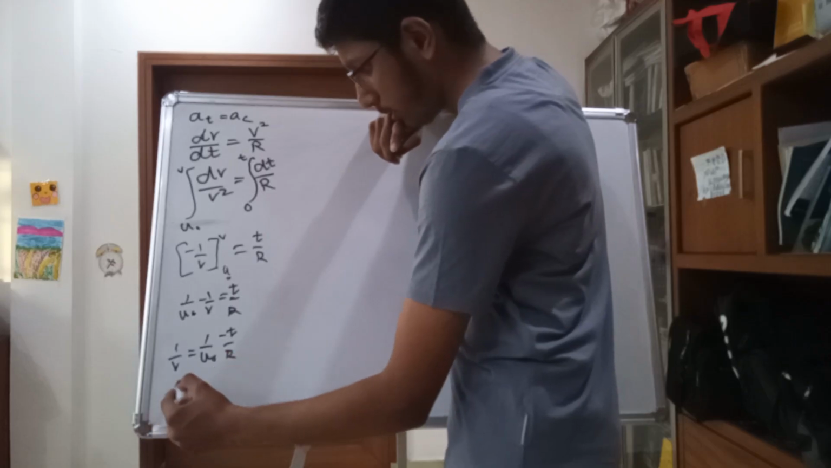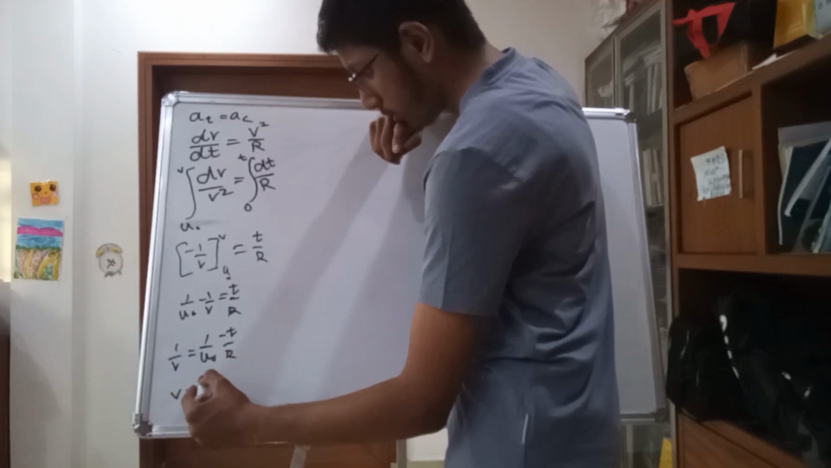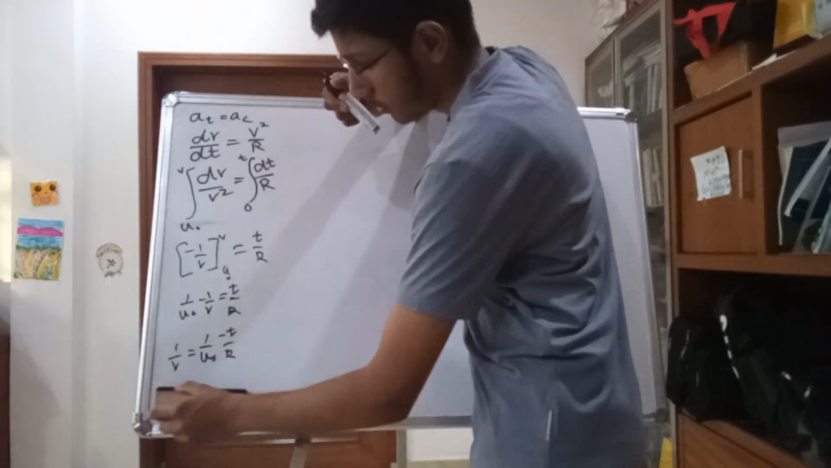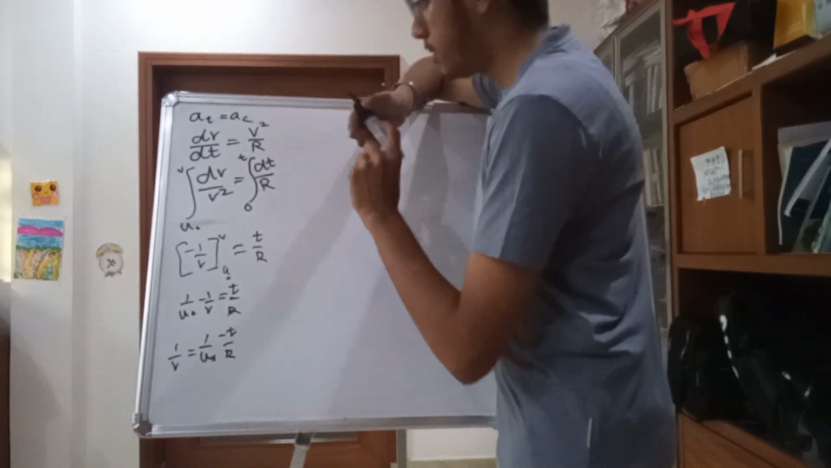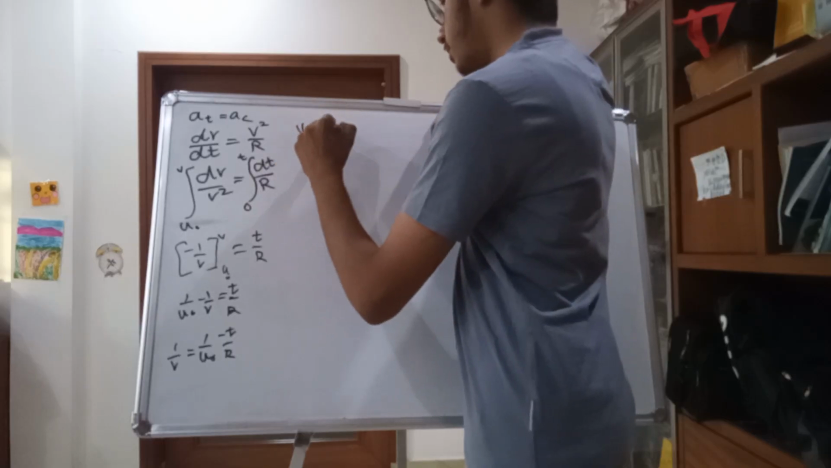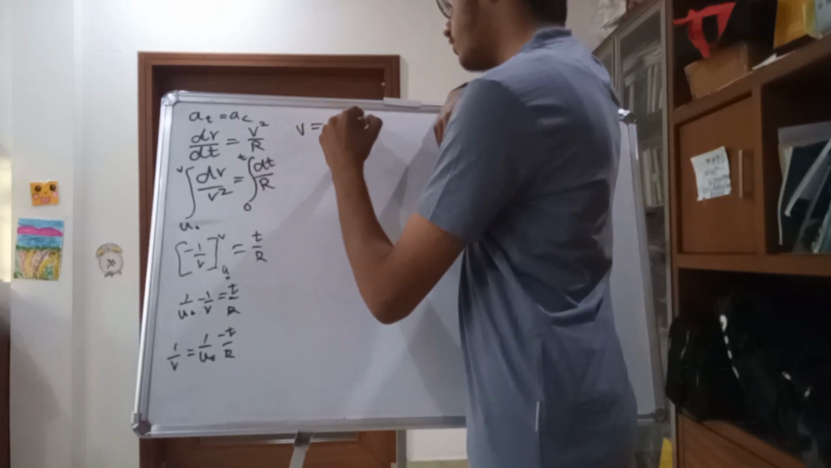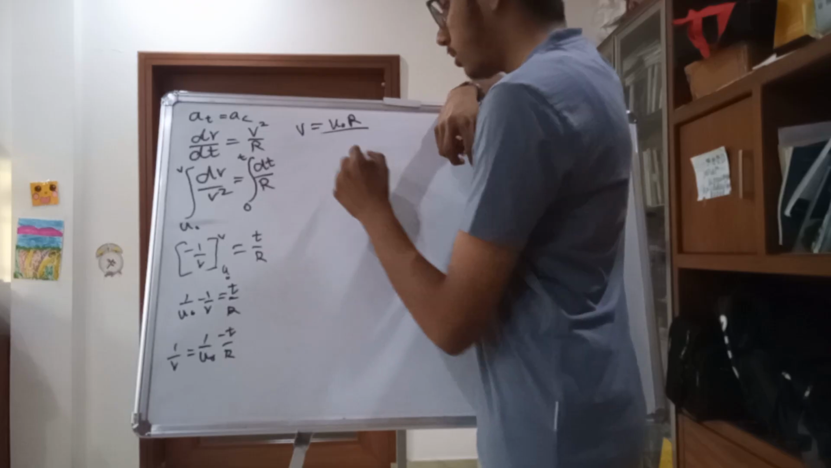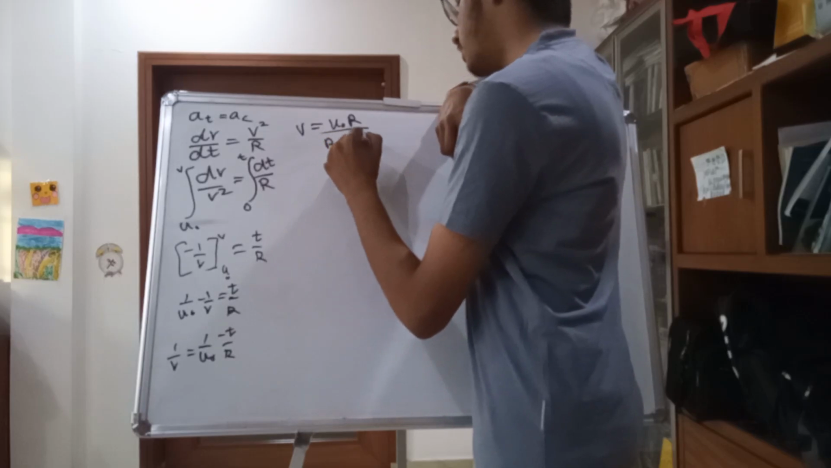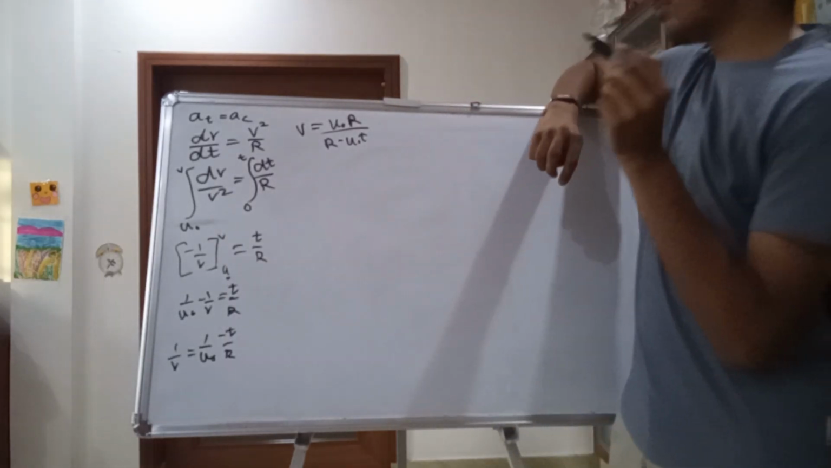If you simplify this now, you will get velocity. Okay, wait. Let's simplify here. Let's not do it there. Let's do it here. If you simplify that velocity, you will get u naught r divided by r minus u naught into t. I am not wrong. Okay.